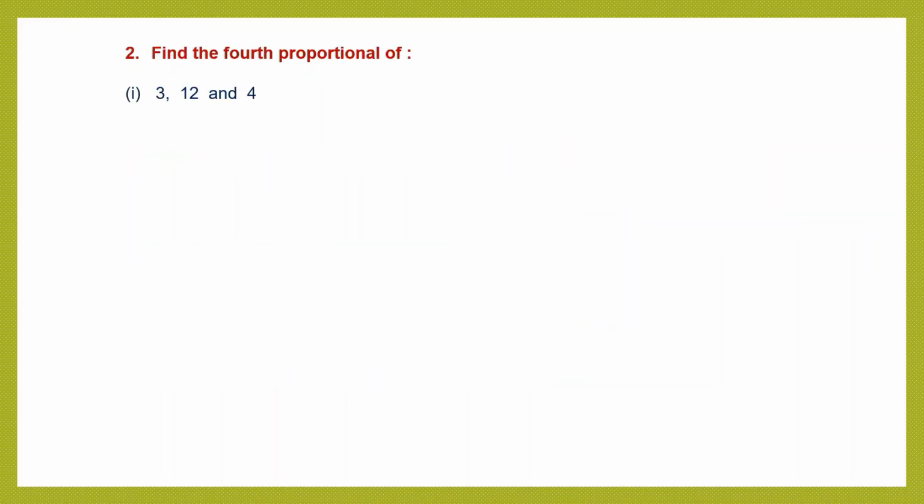Question 2. Find the fourth proportional of. Now, here we have three quantities. Now, each quantity in a proportion is called a term or a proportional. Now, the fourth one is missing here, so we need to find the fourth proportional. Let the fourth proportional be x. Okay, we're going to consider the fourth proportional to be x.